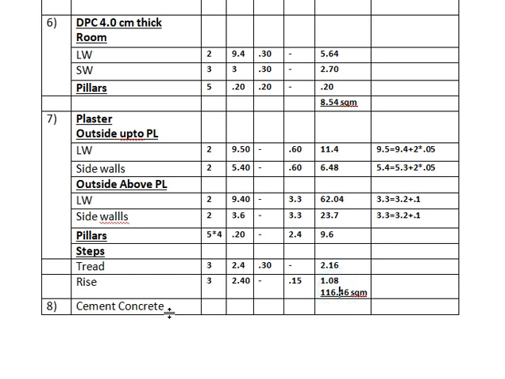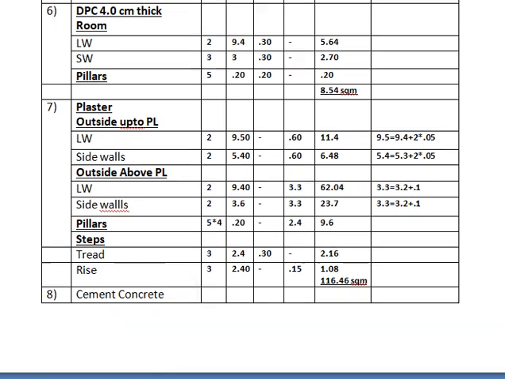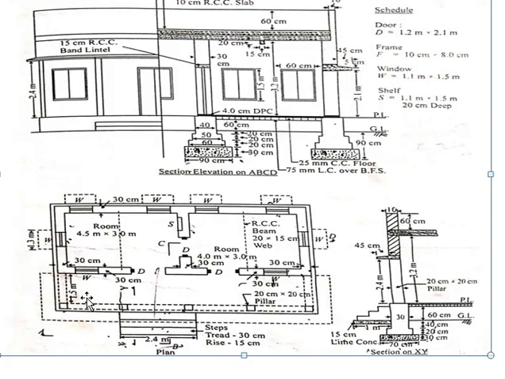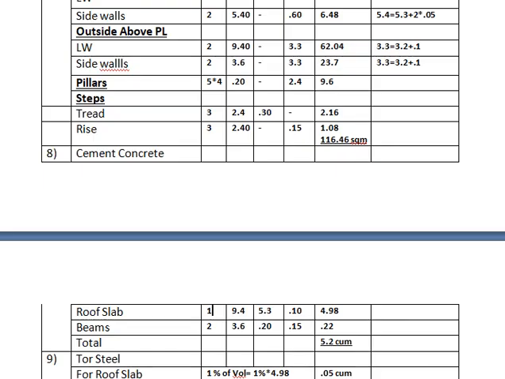Now one more thing that we are going to calculate is cement concrete, in the roof slab and for beams. For the roof slab, we have one slab. We have to provide the slab for this entire region, so if you see this length, that is 9.4, and this length is 5.3. That is why we are taking 9.4, 5.3. The depth of the slab is given in the question as 10 centimeter, that is 0.10. Calculate them and you will get the quantity.